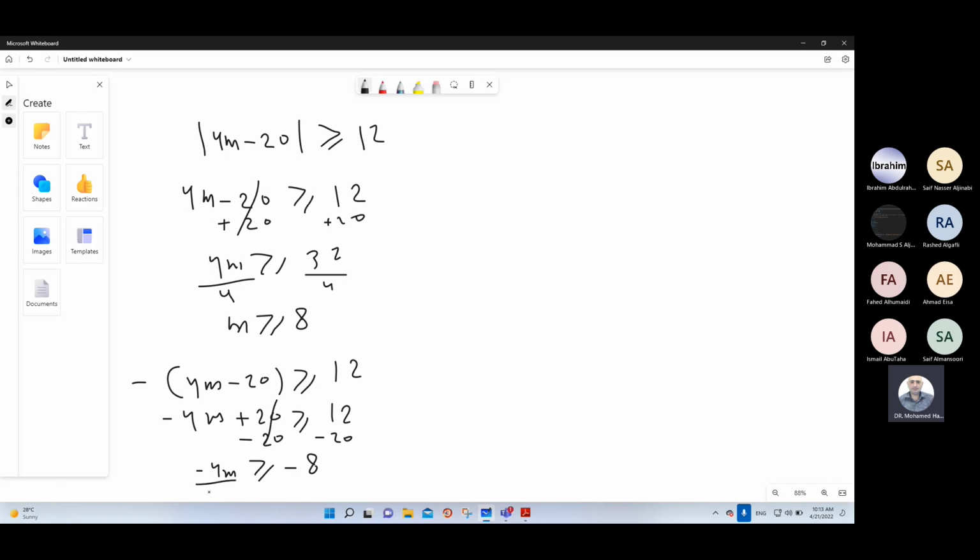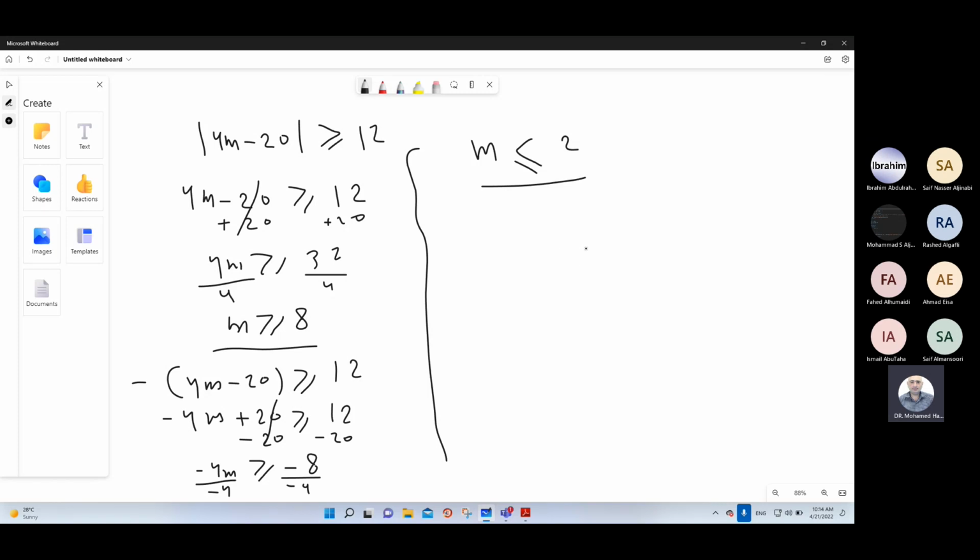Then you can divide the two sides by negative 4. Minus 4m divided by minus 4 will be m, and switch the direction of the sign. And minus 8 divided by minus 4 will be 2. So, as you see, this is the first solution, m greater than or equal to 8, and the second solution here, m less than or equal to 2.